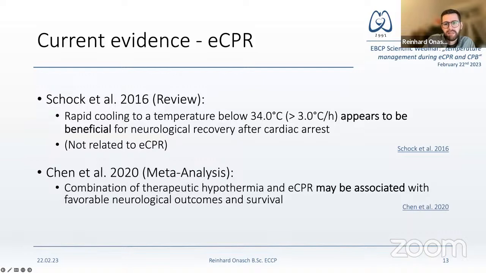In 2020, in a meta-analysis, Chen et al. showed that the combination of therapeutic hypothermia and eCPR may be associated with favorable outcome and survival. Some limitations with this analysis were synthesis of retrospective observational studies and therefore a lower level of evidence.